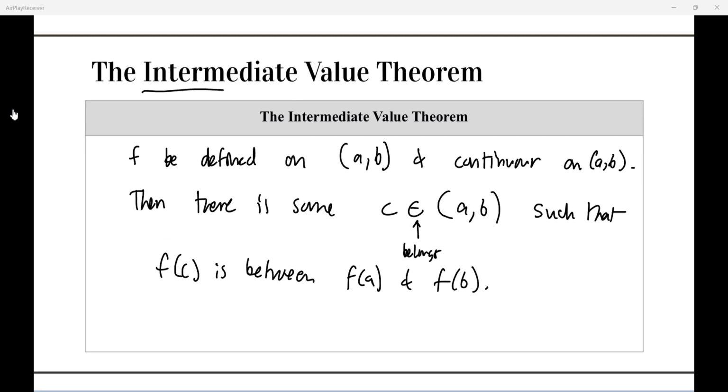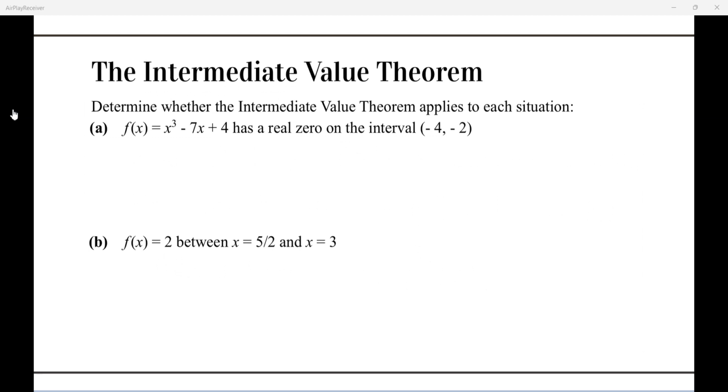It's called the intermediate value theorem because intermediate means it's kind of in between, right? And so c and f of c are going to be between a and b and f of a and f of b respectively. So a couple examples here where we're asked to determine whether this IVT, the intermediate value theorem, would apply to each situation.